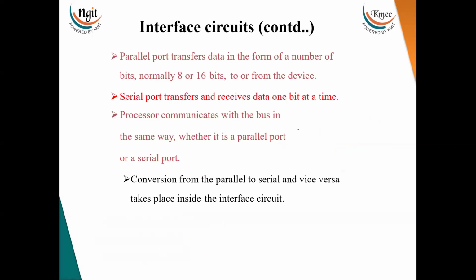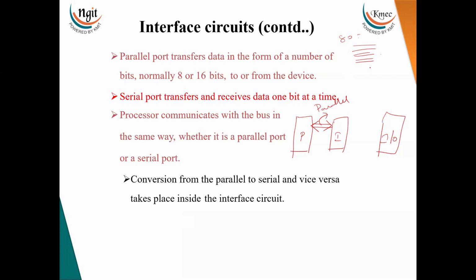Now what does parallel port mean? This is the processor and interface circuit, and this is the IO device. From the processor to the interface, the data transfer always takes place in parallel. So what is the meaning of parallel and serial? If I say 8-bit, all 8 bits will go from the processor to the interface at a time.